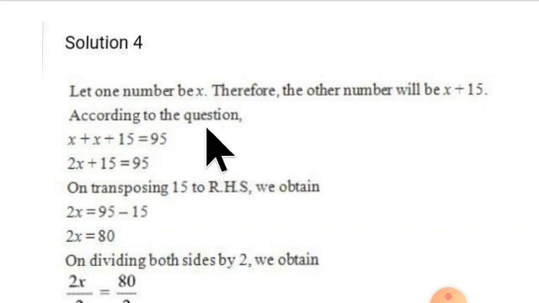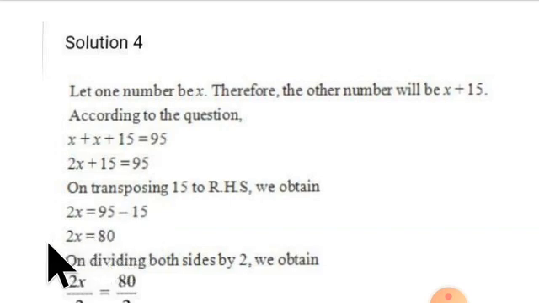Now according to the question, what is given? The sum of both the numbers is 95. So x is the first number, x plus 15 is the second number, sum means plus, is 95. So x plus x plus 15 equal to 95. So x plus x means 2x. 2x plus 15 equal to 95. Now this plus 15 will go on the right side. It will become minus 15. So 2x is equal to 95 minus 15. So 2x is equal to 80.